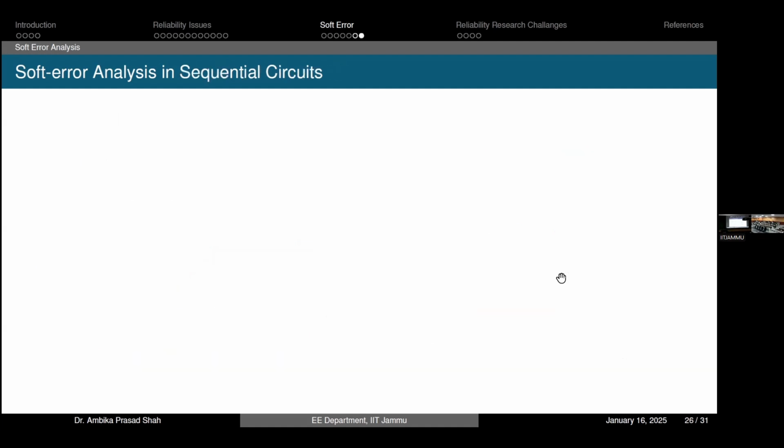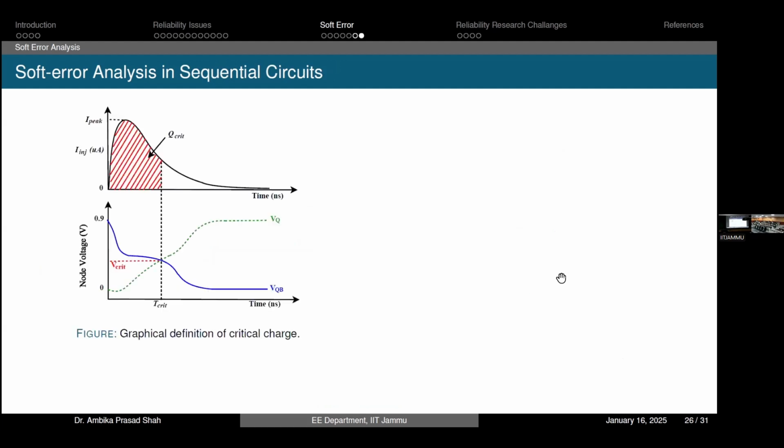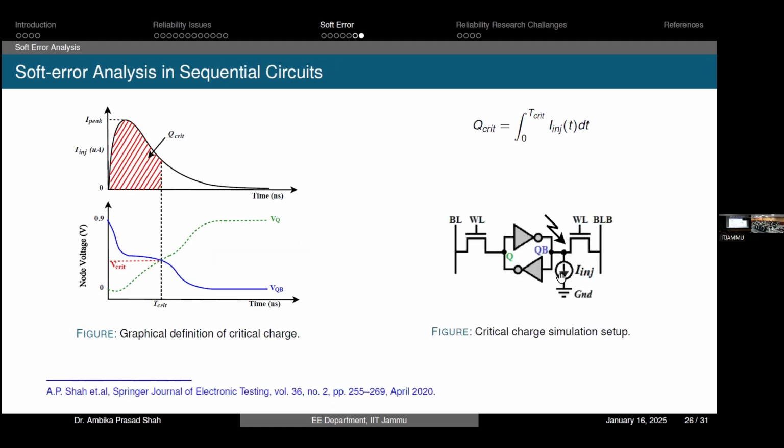Similarly, if you want to understand the impact of soft error in sequential circuits like a memory, how can you do that? We know that in a memory you typically have two storage nodes, for a 6T SRAM cell. If I have two storage nodes, what do I need to do? Simply, I will apply a similar kind of impulse. Let me open the setup as well. Let us assume I have Q and QB, these two storage nodes. I will apply one current pulse over here.